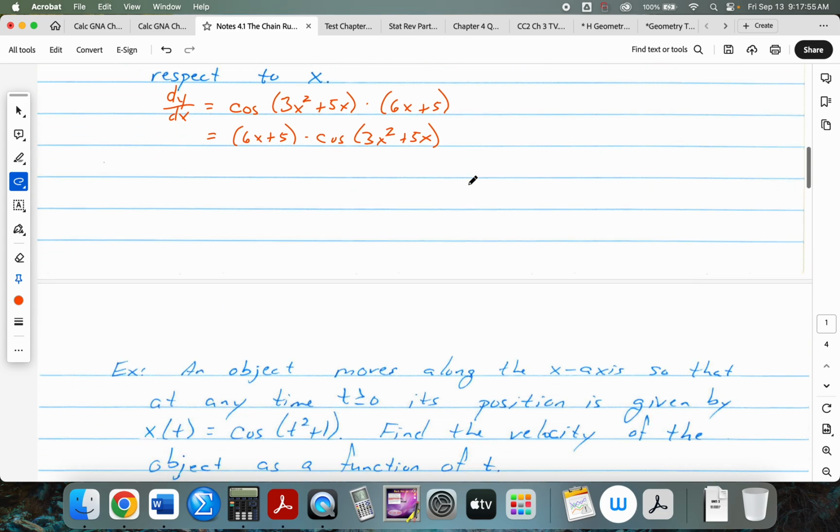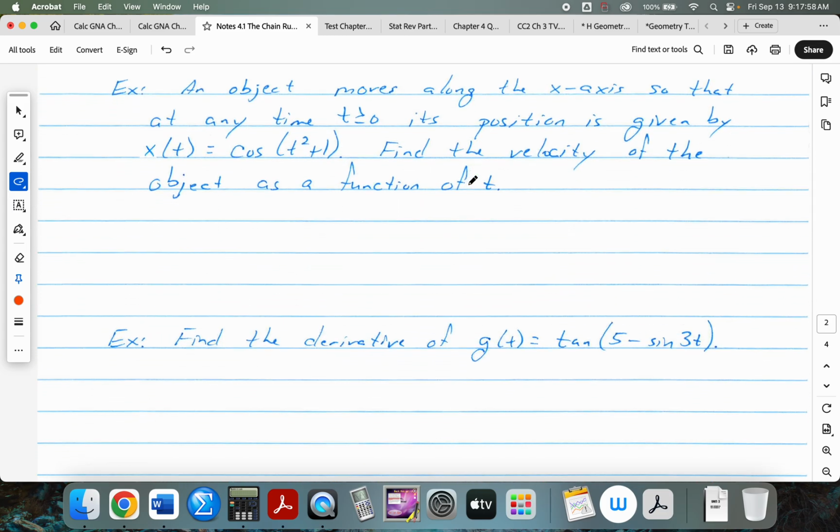All right, so as an example, an object moves along the x-axis so that at any time t greater than or equal to 0, its position is given by x of t is equal to cosine of (t squared plus 1). Find the velocity of the object as a function of t. Okay, so the velocity as a function of t will be the derivative x prime of t.